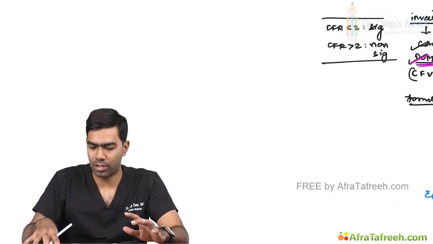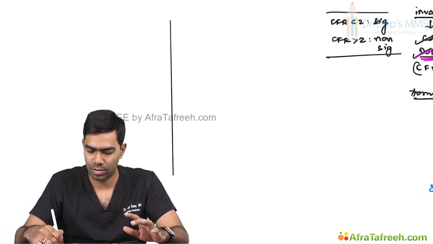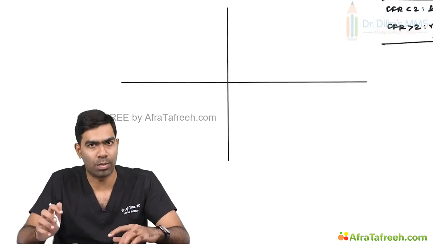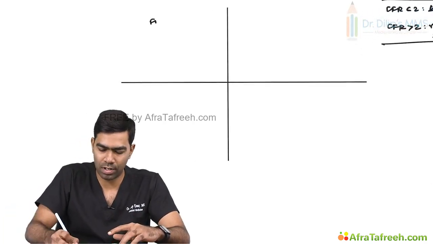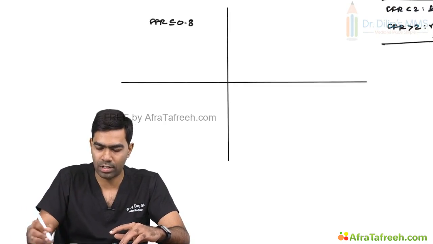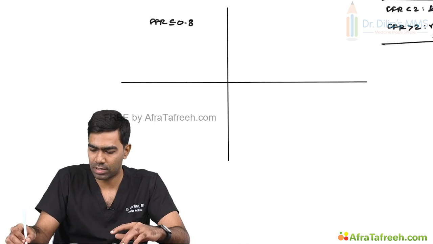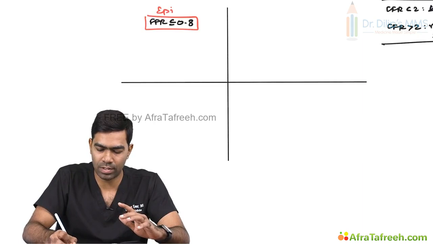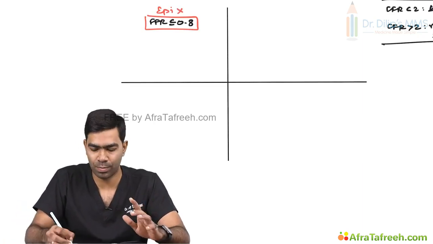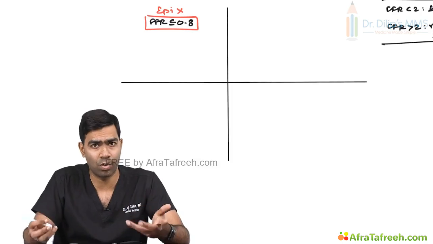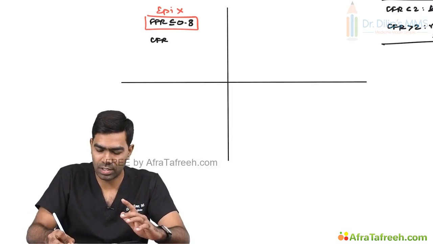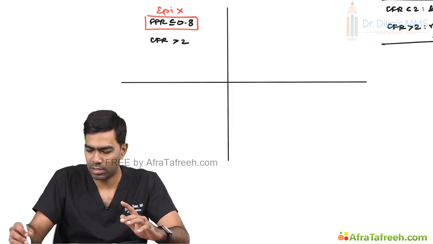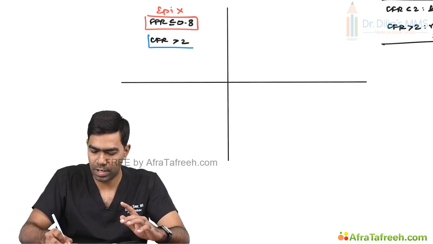So, I can plot all these 4 values in a chart and I can tell what we are going to think about with each and every value. So, FFR less than or equal to 0.8 always means there is some functionally significant stenosis, which means epicardial vessels are having some major issue and that they are having a functionally flow limiting stenosis. And in this setting, if the CFR is more than 2, it means you don't have any microcirculatory dysfunction.